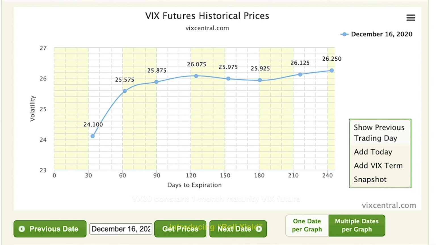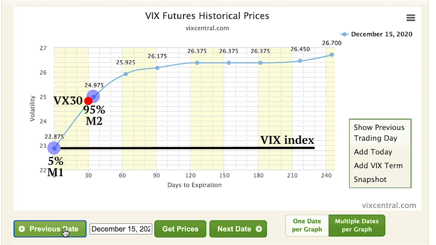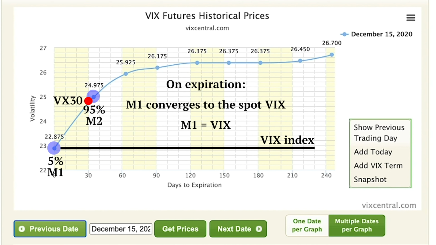piece of vital information. So if we go back one day before it expired, remember the VX30 is all the way up here, nearly all the second month future. But the VIX index itself on this day was 22.89 right there, basically identical to the soon to expire M1 future. That's not a coincidence. All of these VIX futures are free to move around. VIX futures are a freely traded market, so they can deviate substantially from the VIX index. However, at expiration, every single monthly cycle, no matter what, the front month M1 VIX future will be identical to the VIX index. For just that moment in expiration, M1 and the VIX index are the same value.